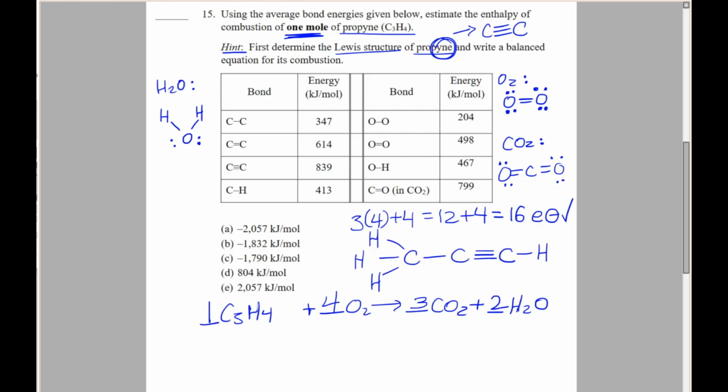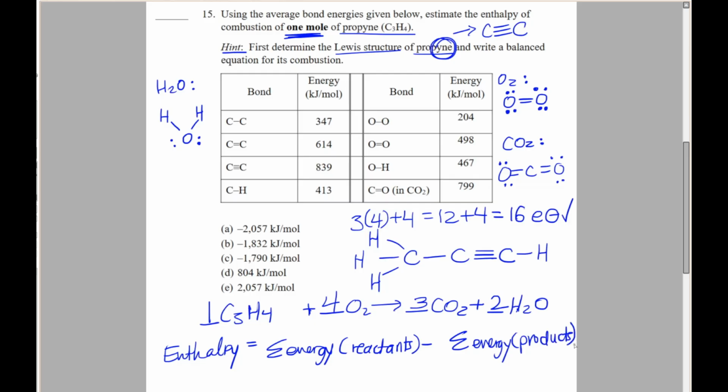it's pretty basic. Basically the enthalpy is equal to the sum of the energy of the reactants minus the sum of the energy of the products. And by sum, it just means the coefficient of the equation times the number of bonds of each type in these molecules. So let's plug that in. I'll just move this a little bit so that there's more space.